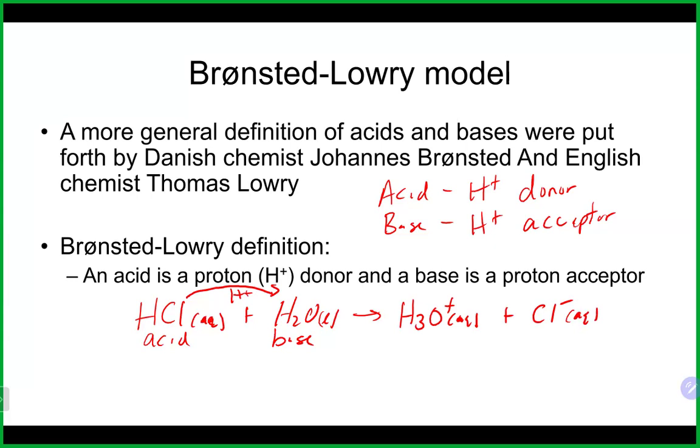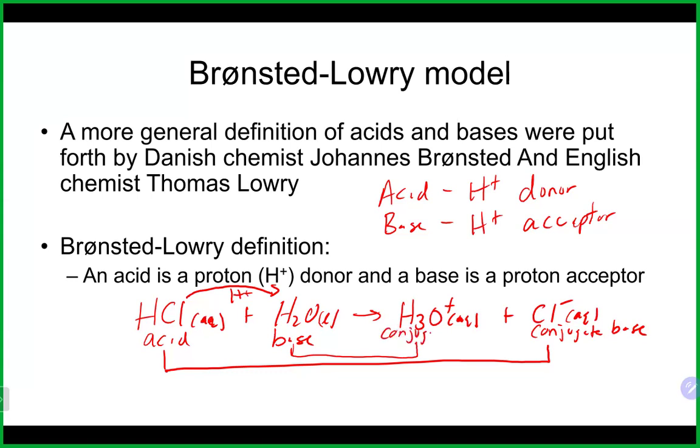The consequence of the Bronsted Lowry definition is it actually creates partners on opposite sides of the arrows. So the acid over here on the left is related to the Cl minus over here on the right. This is what is known as its conjugate base. Well, the base here, which is water, its partner on the other side is the H3O plus, and this is what is known as the conjugate acid. So we get these conjugate acid-base pairs as a result of the Bronsted Lowry definition.